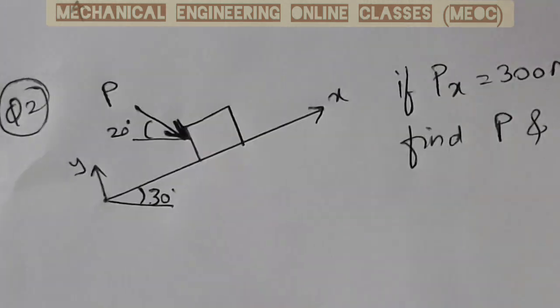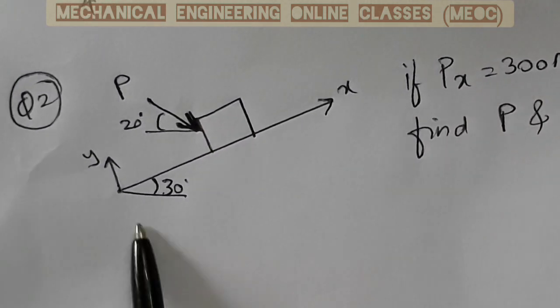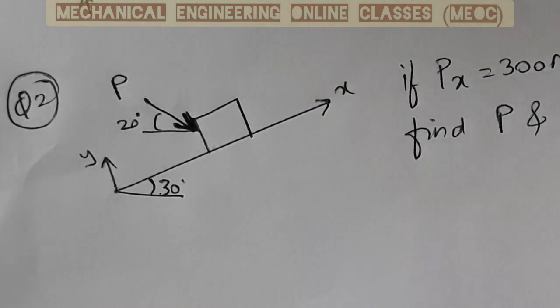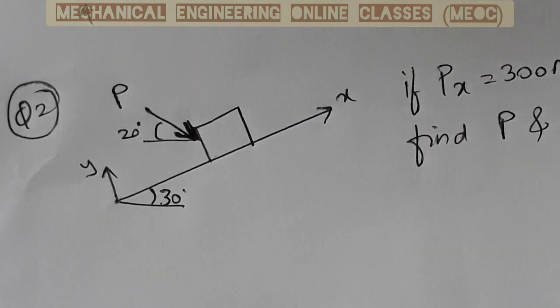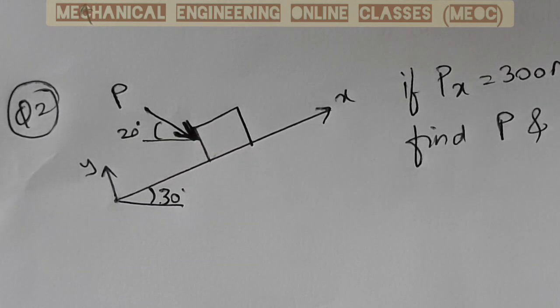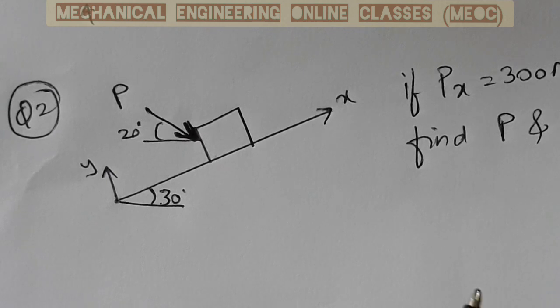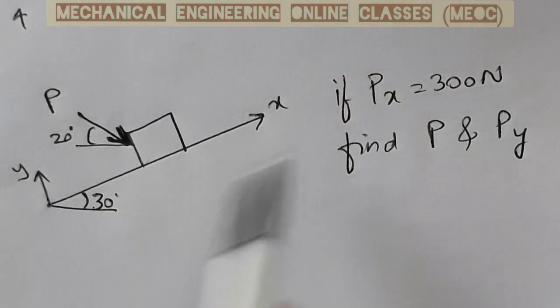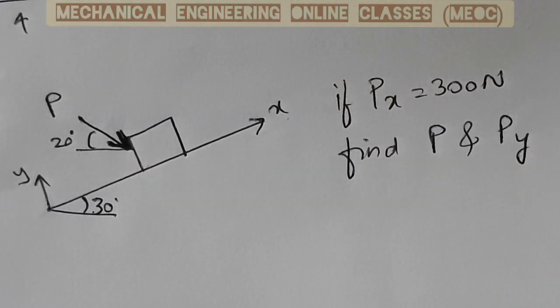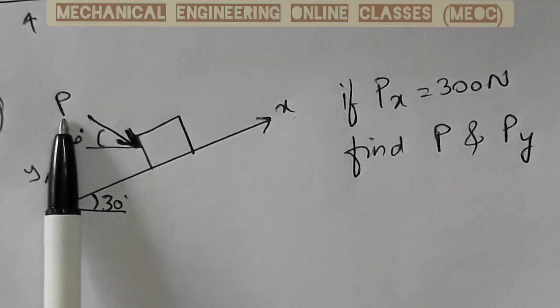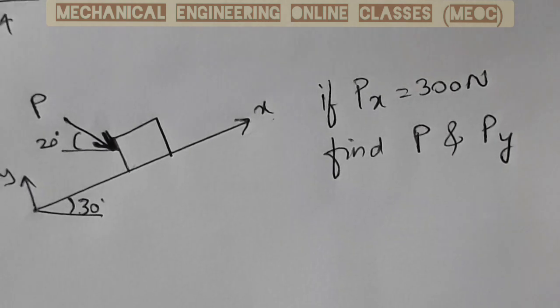The second question is this. A block is kept on an inclined plane which is at 30 degrees with respect to horizontal. P is given acting on the block which is at 20 degrees with respect to horizontal. If Px, where x is along the inclination, is 300 Newton, you are supposed to find the resultant P and the y component of P.